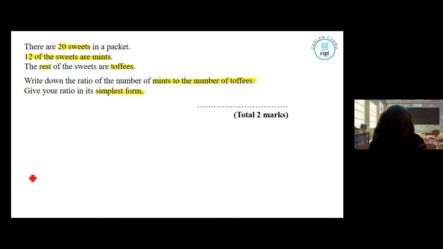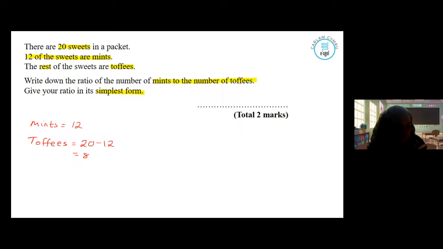Okay, so like we did earlier on, we need to actually work out how many we have of each. So we know how many mints we have. We're told in the question up here, we have 12 mints. What we don't know is how many toffees we have. But we do know there are 20 sweets in total. So if 12 of them are mints and 20 sweets are all together, I would need to do 20 take away 12 to tell me I have 8 toffees. So I now know I've got 12 mints and 8 toffees.